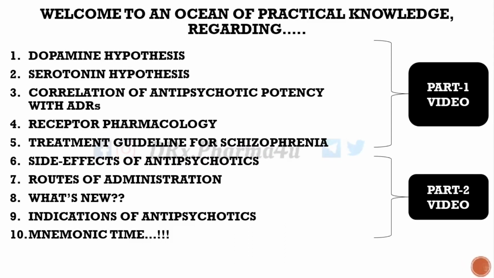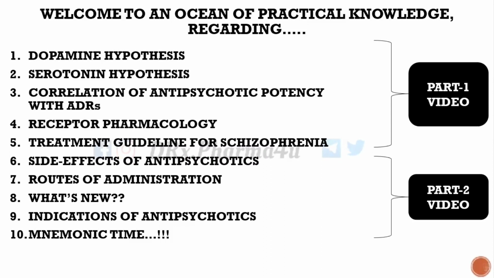What is the correlation of antipsychotic potency with ADR? That means, as I said to you, first generation antipsychotics are classified into two: one is high potency antipsychotics and the other is low potency antipsychotics.